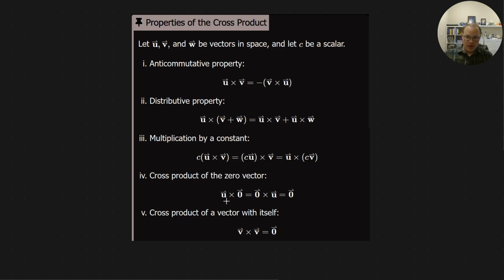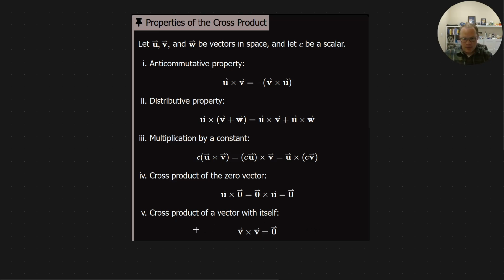Cross product of the zero vector. It doesn't have the same geometric interpretation of being orthogonal to both vectors, because you can't really be orthogonal to the zero vector, right? It's not pointing anywhere. But you can still do the arithmetic. And if you take the cross product of any vector with the zero vector, then you just get the zero vector. Not surprising.